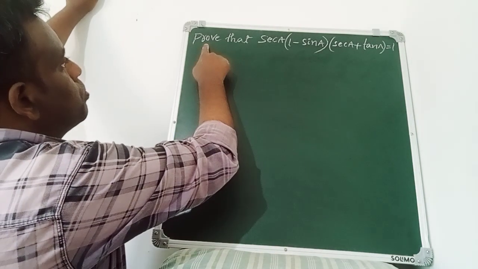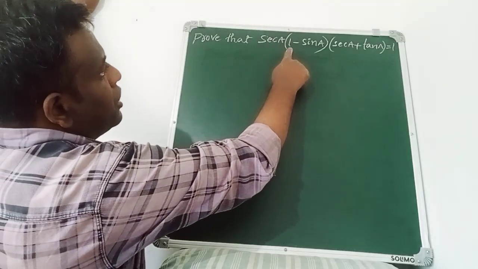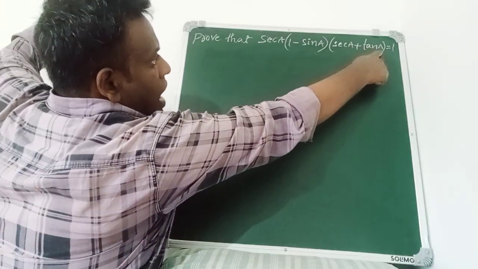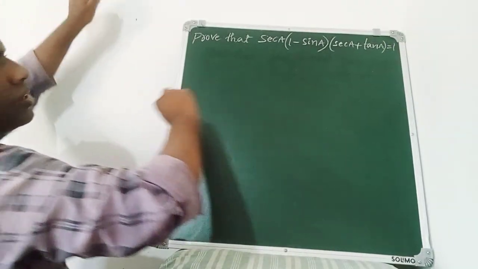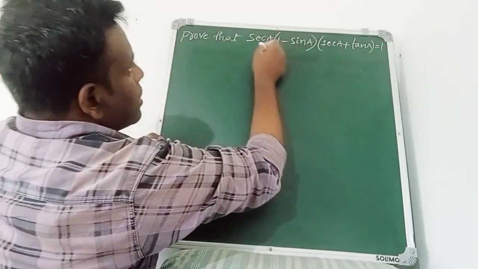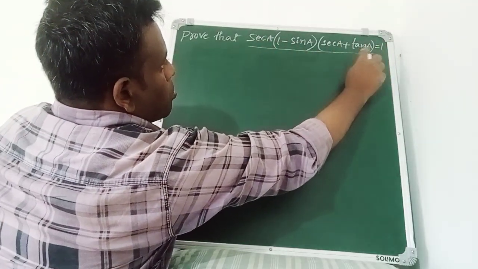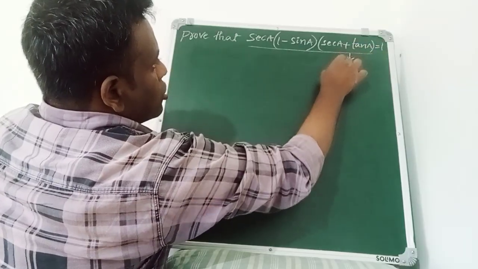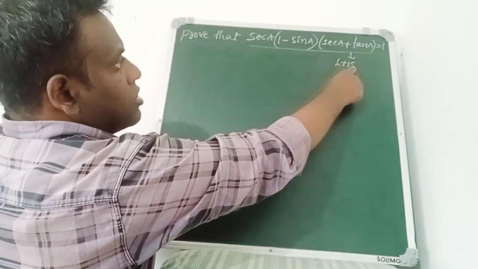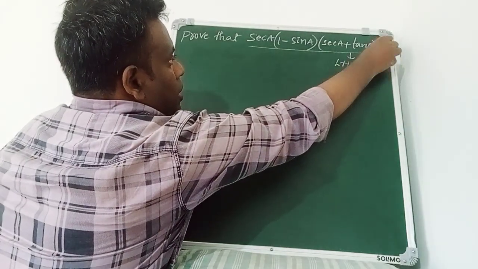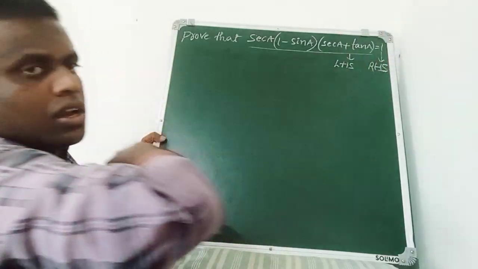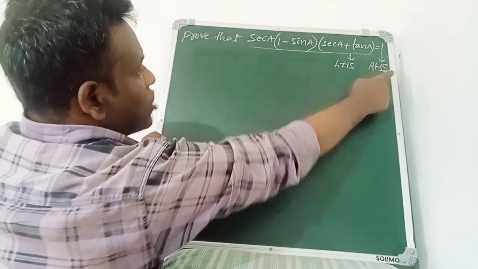Prove that secant A into (1 minus sin A) into (secant A plus tan A) is equal to 1. Here the equal sign is there. Before the equal sign, this is called LHS. LHS means the left hand side, and after the equal sign, whatever is there, that is RHS. RHS means right hand side.